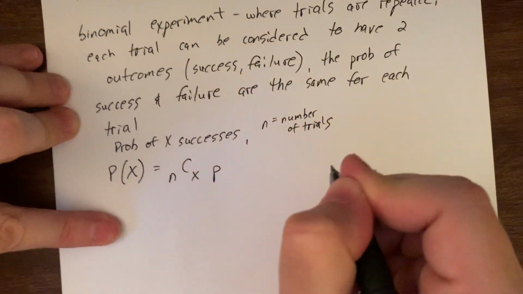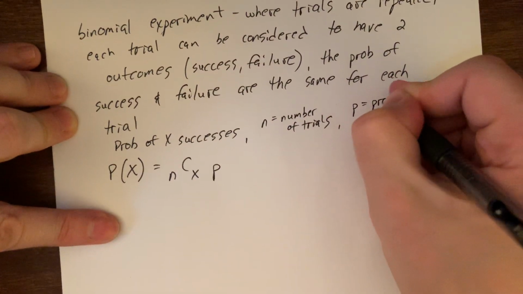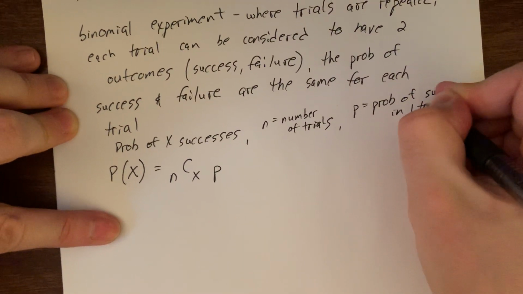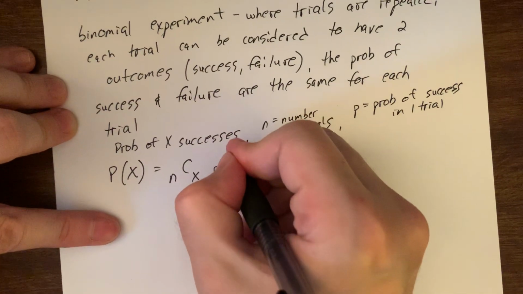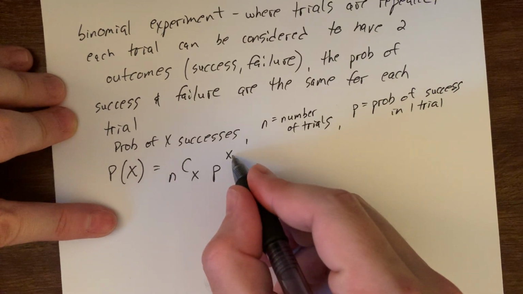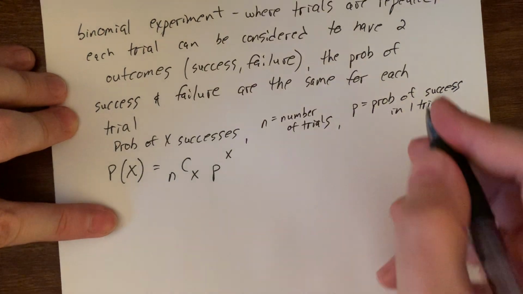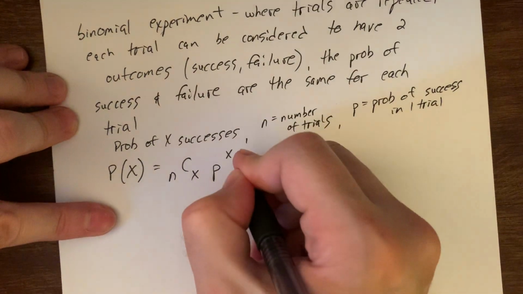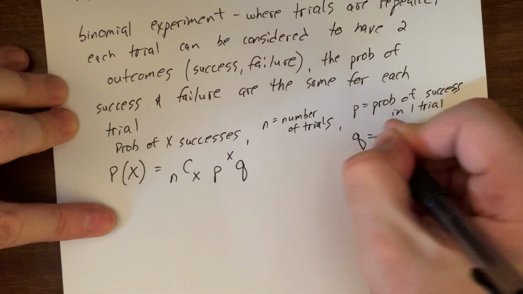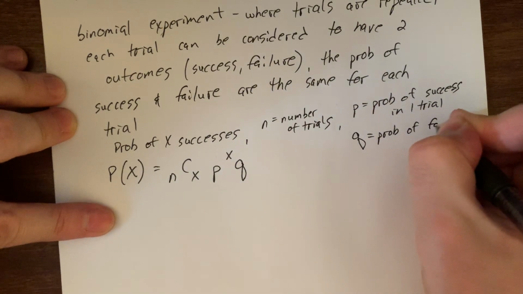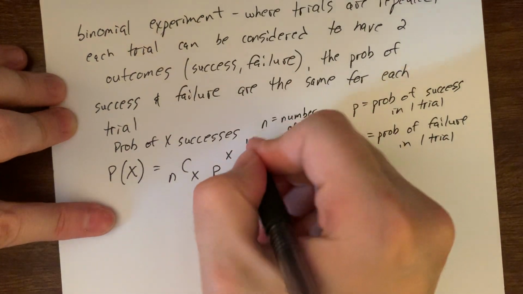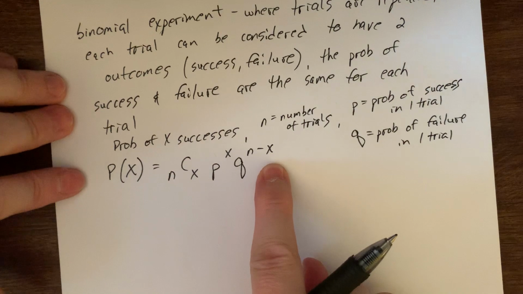We will have little p, and little p will be the probability of success, but only in one single trial. And that will be raised to the x power. So the probability of success raised to the power of how many successes we want. This is where my notation is slightly different than the book's. I then use a little lowercase q next, and q will be the probability of failure in one trial, and that will be raised to the n minus x power.